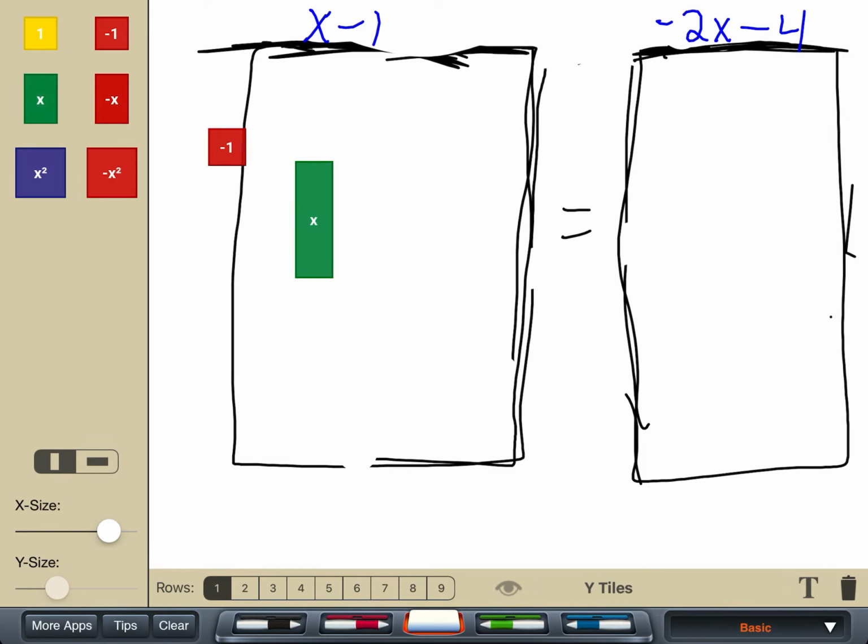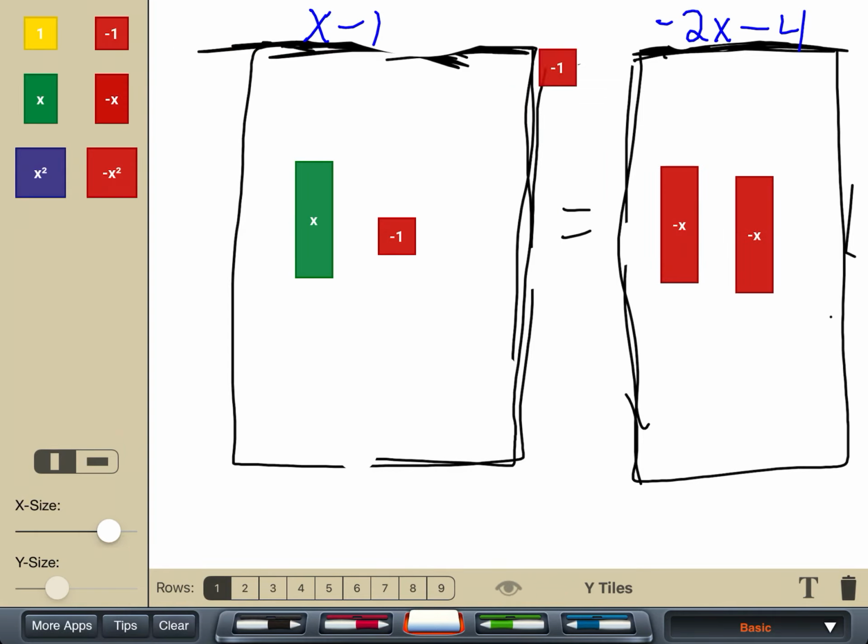So this would be x minus 1, and then on the other side it would be negative 2x's, so the red's always negative, and then minus 4. 1, 2, 3, 4. So that would be how we set that one up. It doesn't matter if you zero out the x or the negative 2x, but one of them, we've got to get rid of it from that side.